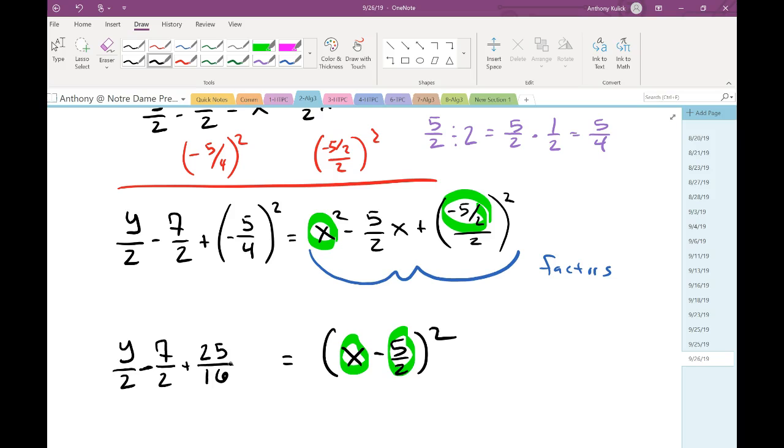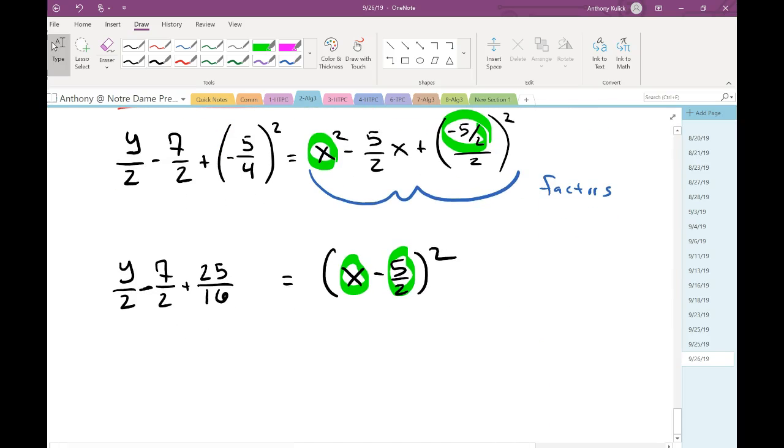If I look at the left-hand side now, all I have to do is clean things up over there. So we need to combine the negative 7 over 2 and the positive 25 over 16, right? To add those two fractions, what do I need to have? Common denominator. What would the common denominator be for 7 over 2 and 25 over 16? 16.